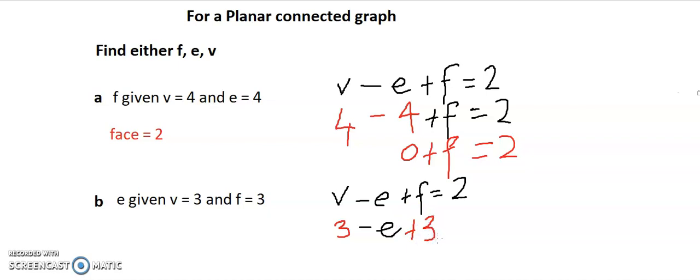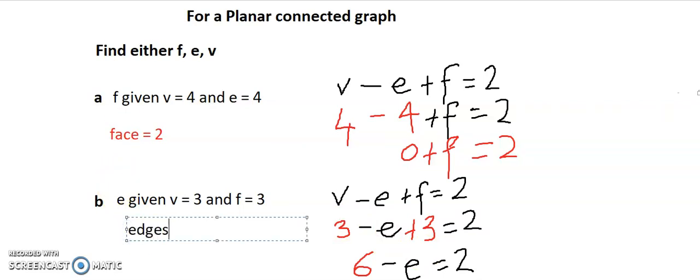Now, because it's just plus and minus, it's inverse, we can just go 3 plus 3. Work on that part. So 3 plus 3 is 6. And now I'm going 6 minus e equals 2. So 6 minus what equals 2? 6 minus 4. So that means the e must equal 4.